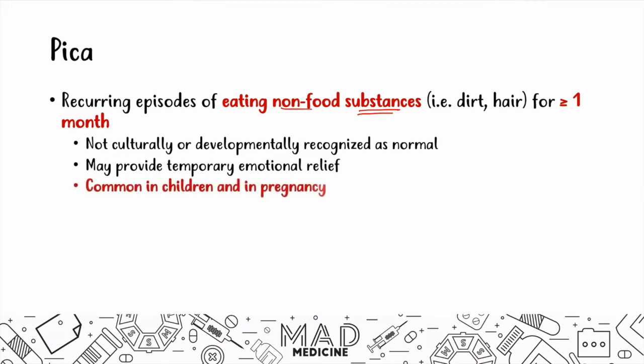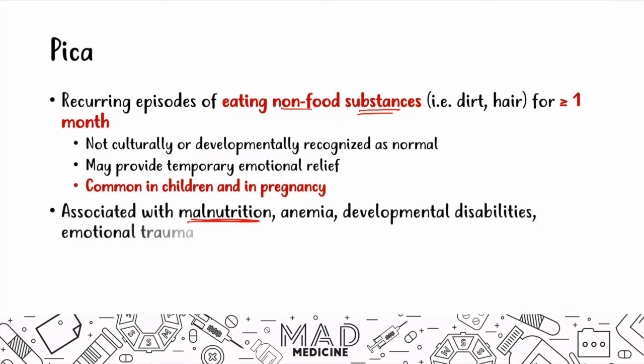Now, this is very common in childhood and in pregnancy. Why is it common in pregnancy? Because this is associated with malnourishment, heavily associated with malnourishment. And in pregnancy, you're not just eating for one, you're eating for two people practically. So because the fetus is going to be leaching nutrients, the mother can become malnourished very quickly. And that can lead to pica. Other causes of pica are anemia, developmental disabilities, as well as emotional trauma.